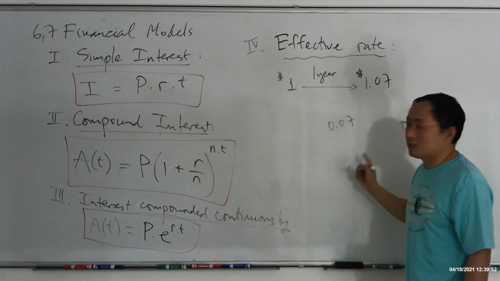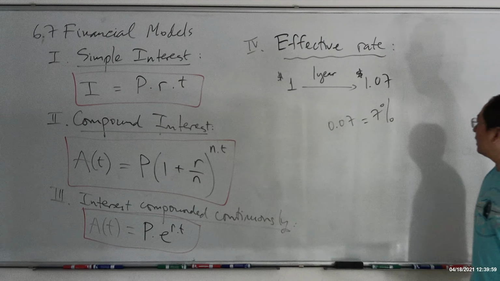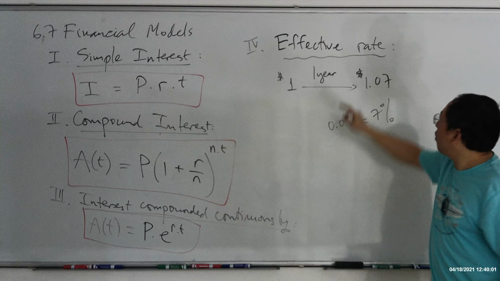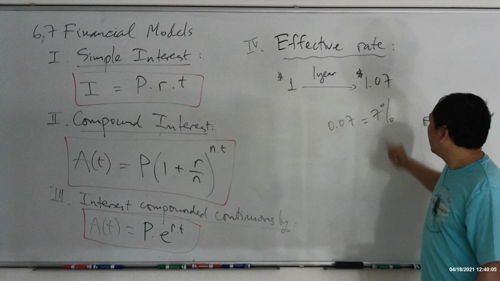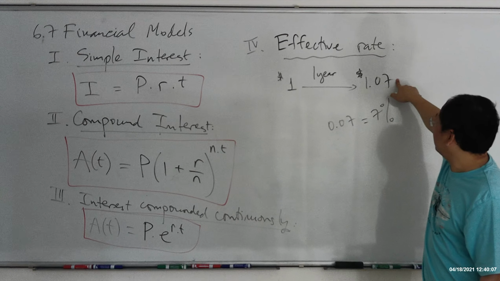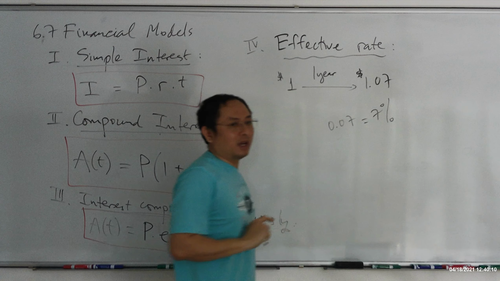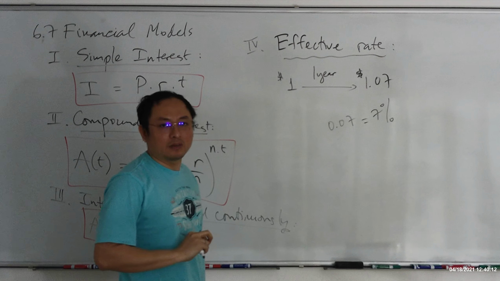7%. $1 in, $1 and 7 cents out after 1 year. The time is restricted to 1 year. Okay? Then the rate is 7%. Because you see that, right? 1 in and then 1.07 out. So 7 out of 100, 7%.